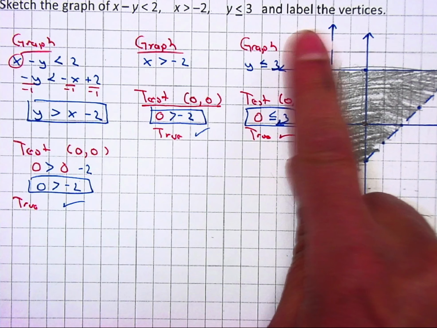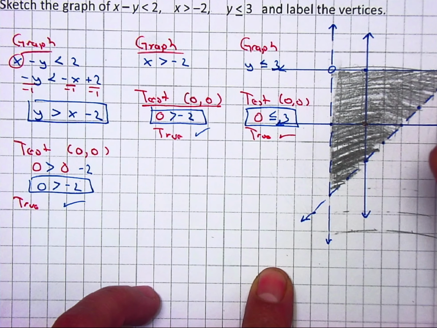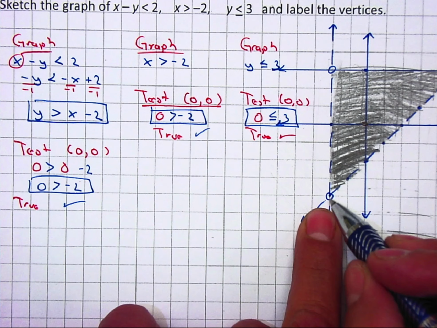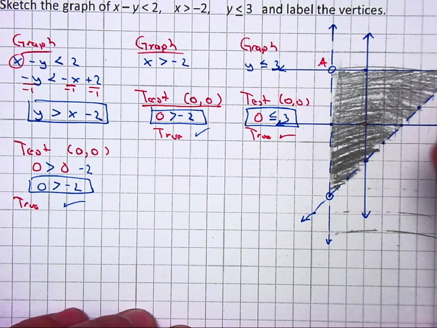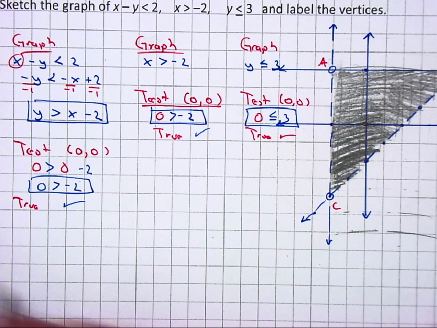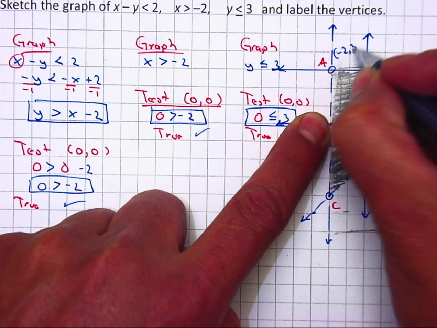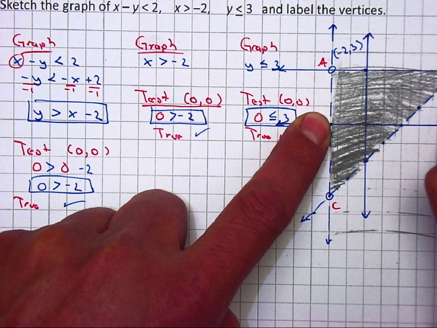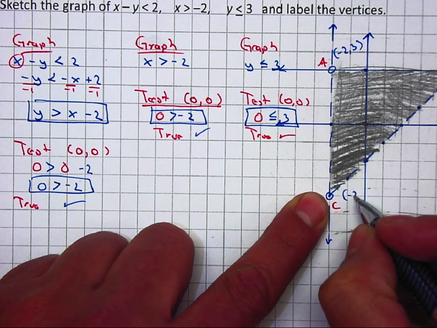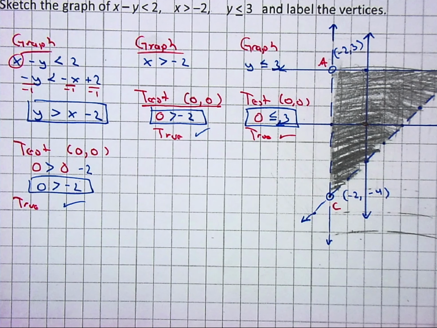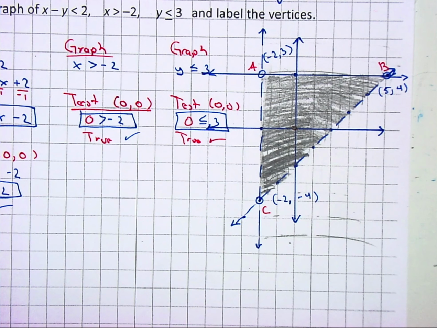Now, I do need to be able to label the vertices. And what's nice about this problem is that we actually can see the vertices and they are on a specific coordinate point. So in this case, let's label vertex A, B, and C. A will be at -2 and 3. B will be at 5 and 4. And C will be at -2 and -4. Let's continue to the next example.